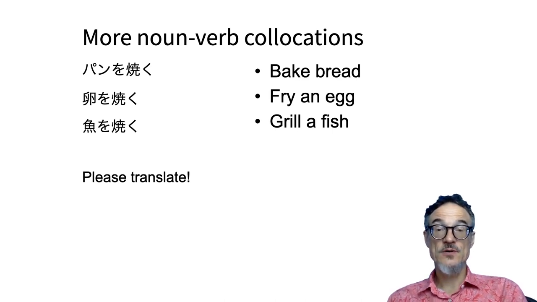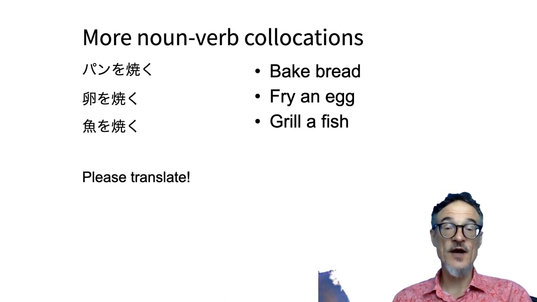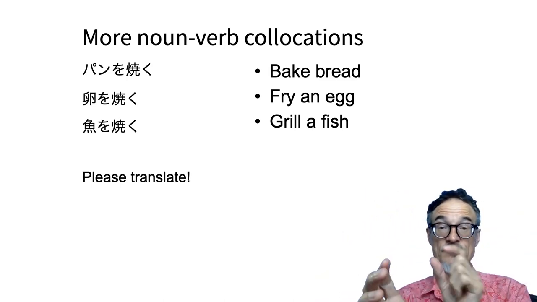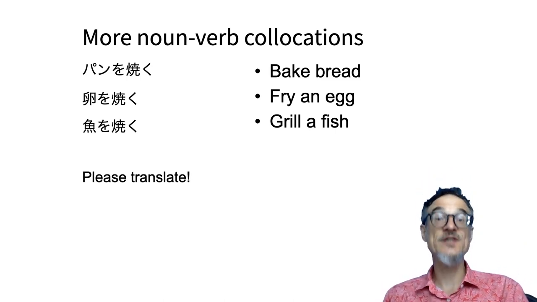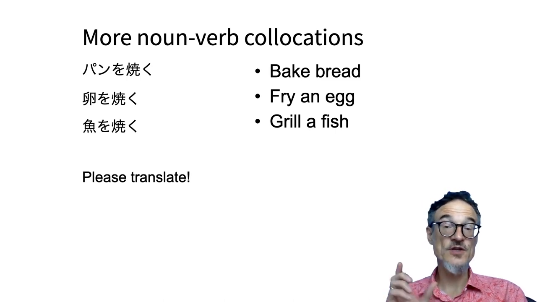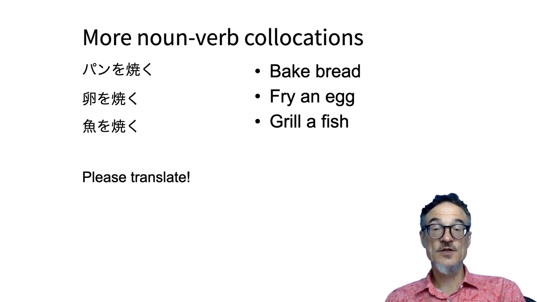And again, we can look at this in terms of the semantic range. The Japanese word yaku has quite a big range with lots of different meanings. English has many more words. Or the other way to look at it is these words just go together. We don't fry bread, we bake bread. We don't grill eggs, we fry eggs. And we don't bake fish, we grill fish. So these words go together in these situations.